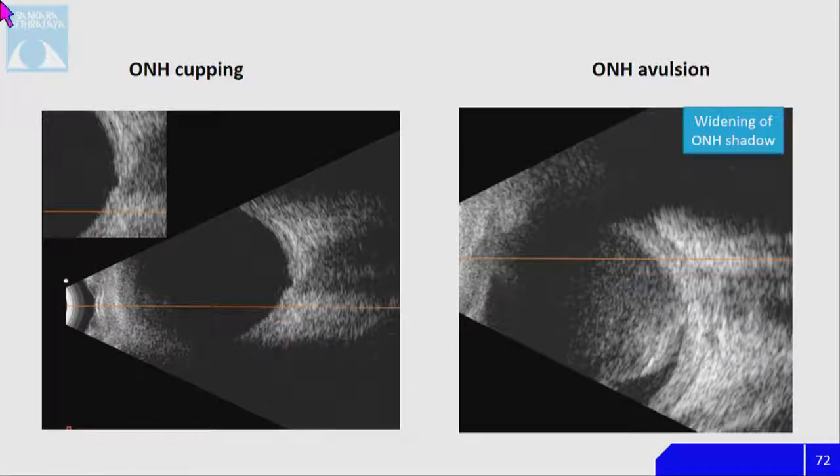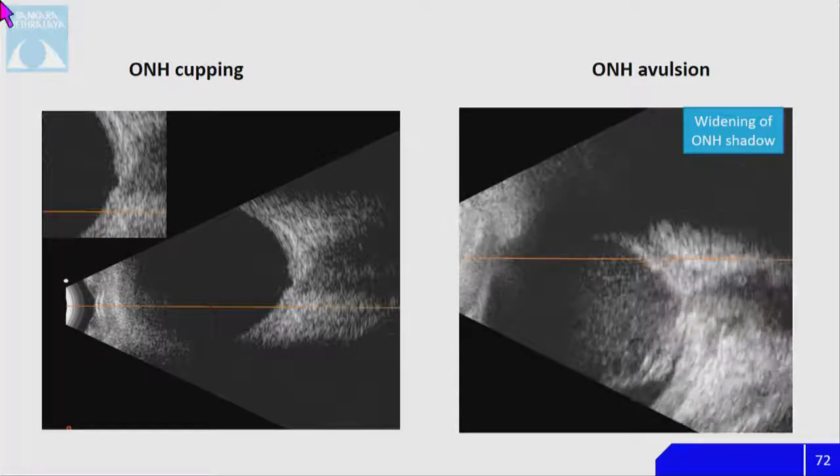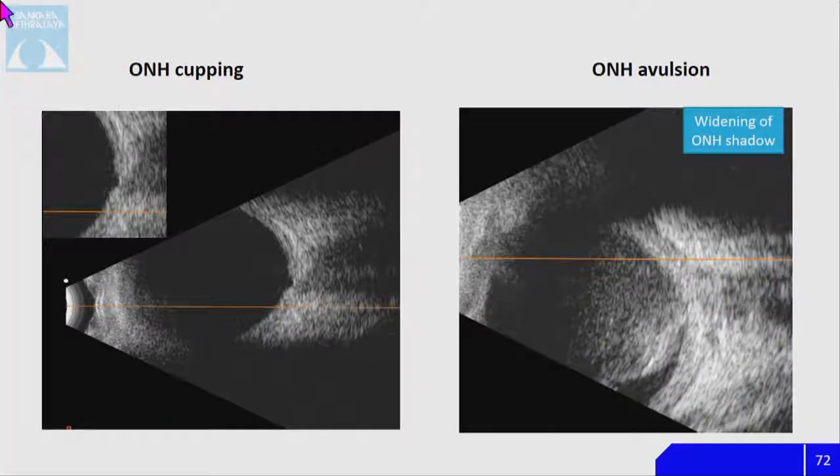And this is an optic nerve head avulsion, where there are echoes radiating into the optic nerve head with widening of the optic nerve head shadow.